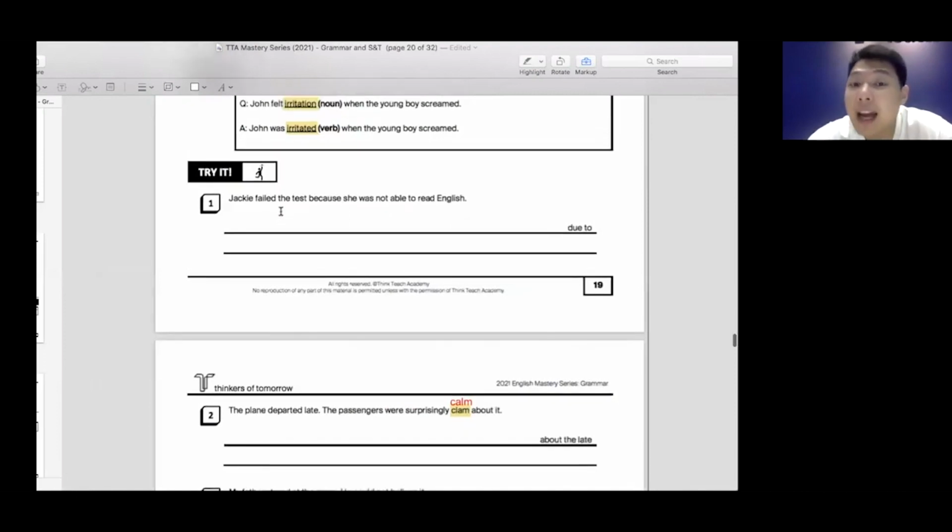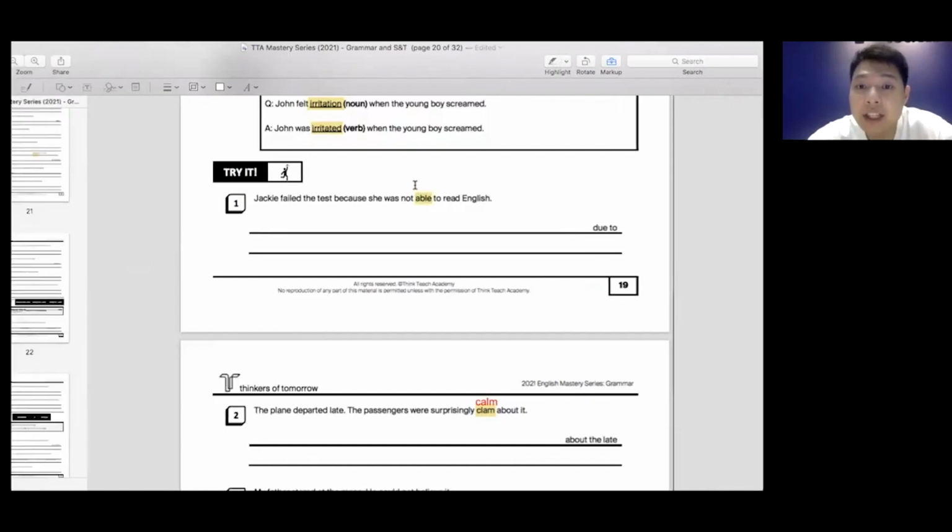Jackie failed the test because she was not able to read English. Now, what I want everybody to do is highlight the word that we need to change. And that word is able. We need to change able to what word? I'm going to change able to ability, or in this case, inability, because of not. So I'm going to change it to inability. Jackie failed the test due to her inability to read English. Got it? Did everyone get this? All right.